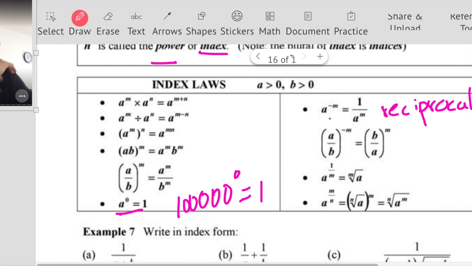All right. A to the negative m is the same as 1 over a to the m. And again, the reciprocal: if you distribute this, a to the negative m, if you write it with a positive exponent, this would be b to the m over a to the m. So this will go to the denominator, and this b will go to the numerator.